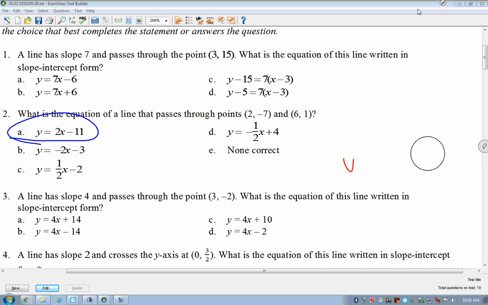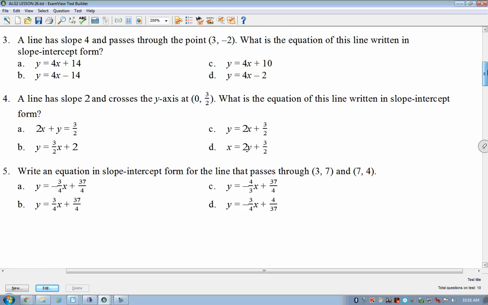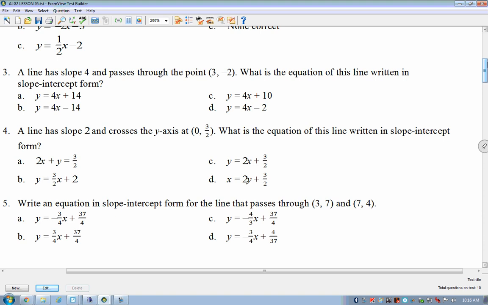All right, how are we feeling about this so far? Pretty good? Okay. All right, number 3, we've got a line that has a slope of 4, passes through (0, 3), and (-2)... what's the equation of the line? We know how to do this, right? y minus y1 equals m times x minus x1. Number 4, same thing, although it gives me a fraction this time, so I have to be careful with that.